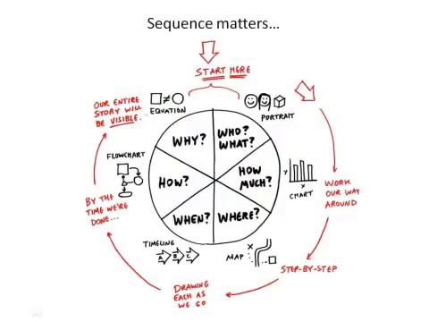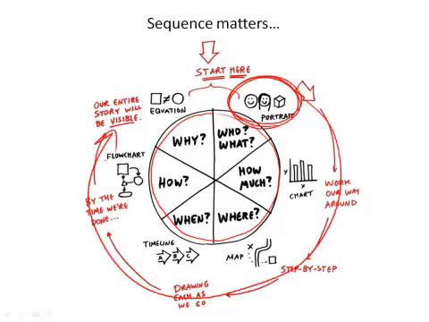And the sequence of our pictures does matter when we begin to present. Typically, we're going to work our way all the way around this pizza pie, drawing all 6 of the pictures, but typically for a presentation, we want to start either with the portrait up here at the top and then work our way around, or we want to start with the equation and work our way around.